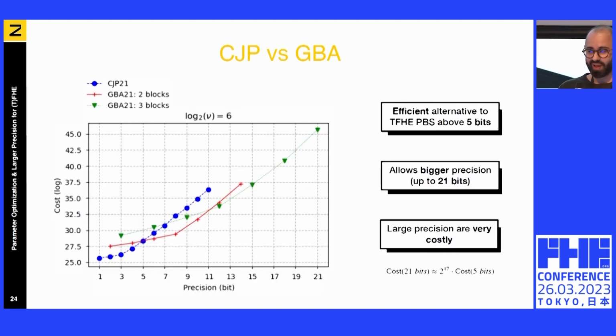Okay. So here, that's what we do. We compare CJP and GBA. So by context, what do we mean? As you can see on top here, you have the log2 of the 2 norm. It's 6, and it's 6 for the three different instances that we consider here. On the x-axis, we have different precisions for the message. So as you can see, from 1 to 21.